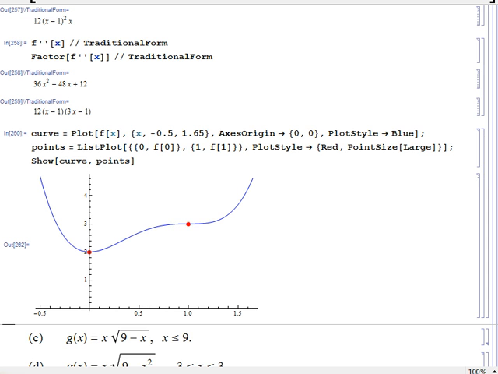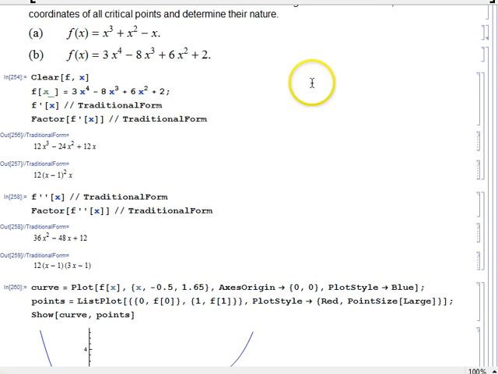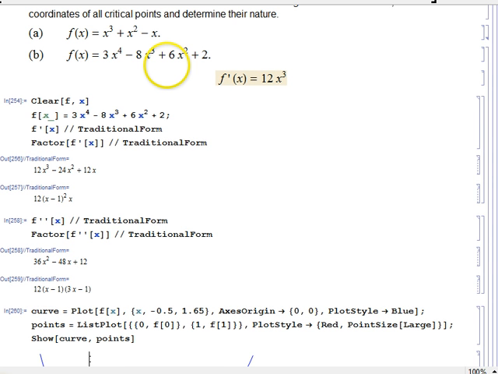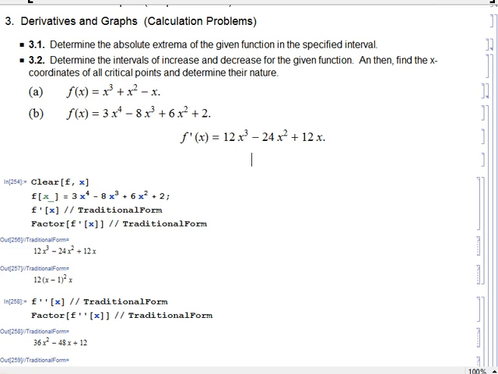Now, how do we handle these problems? You have to find the critical points first. So let's take the derivative. Okay, did I get the derivative correctly? Okay, now that I got the derivative, I'll set this one equal to 0.